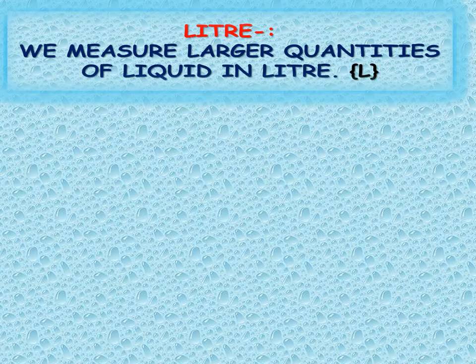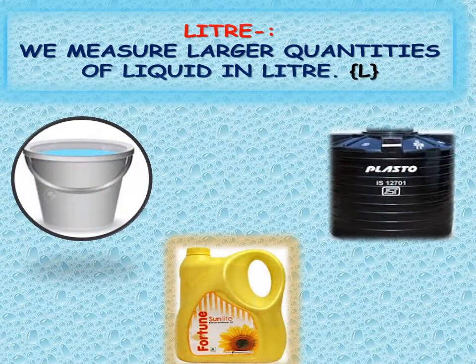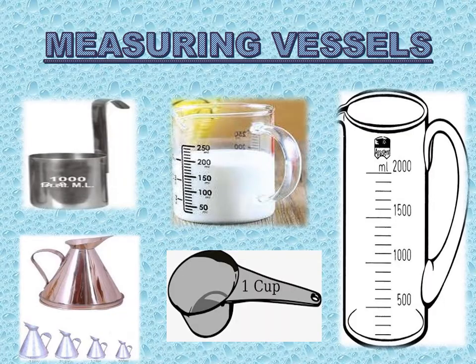In the same way, we measure larger quantities of liquid in liters. For example, water in a bucket, water in a water tank on your roof, then oil used by your mother in the kitchen. They all are used in larger quantities. So we measure them in liters.